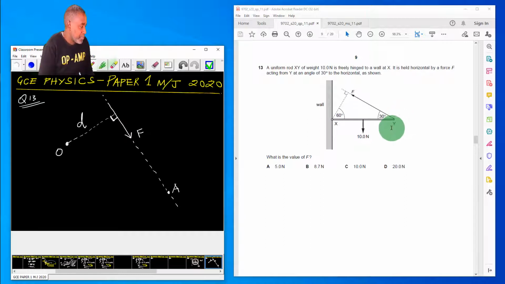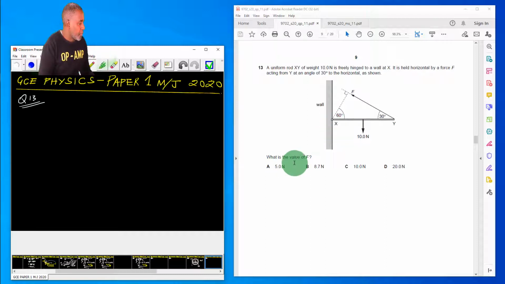Let's come here. And now you'll agree with me why this one is given here. Because the best method we can talk about here is to take moments about point X. What is the value of F? This system is in equilibrium. And let's assume the whole of this distance is D.